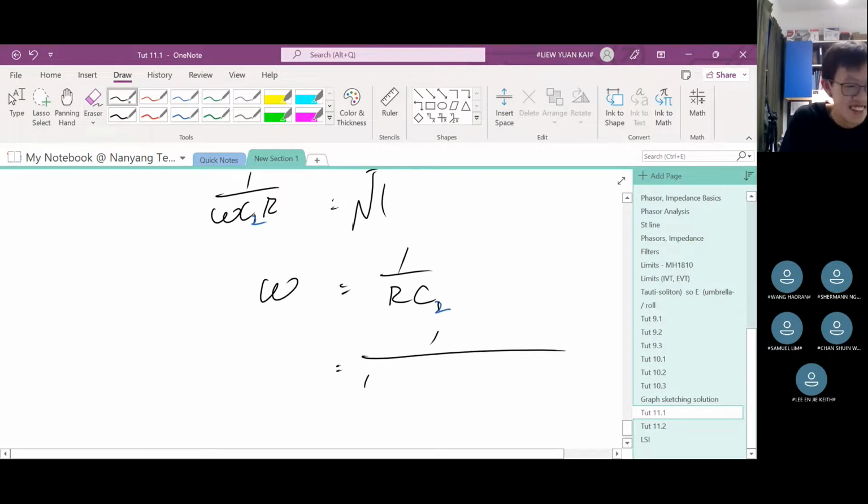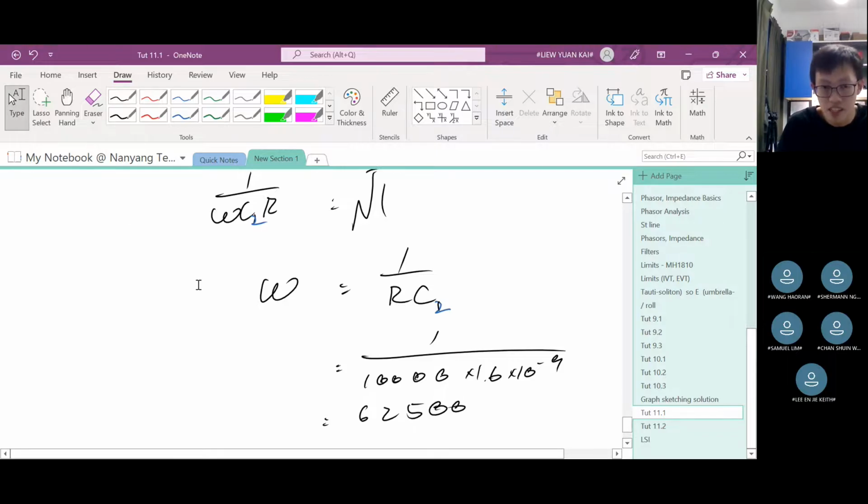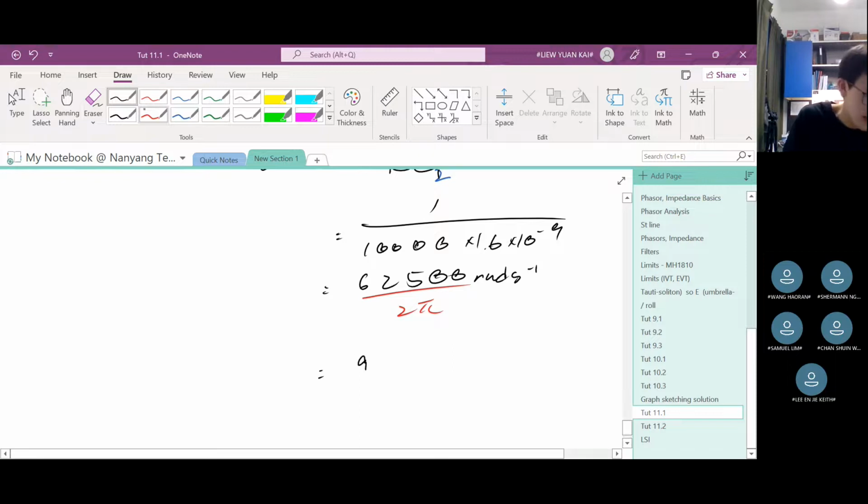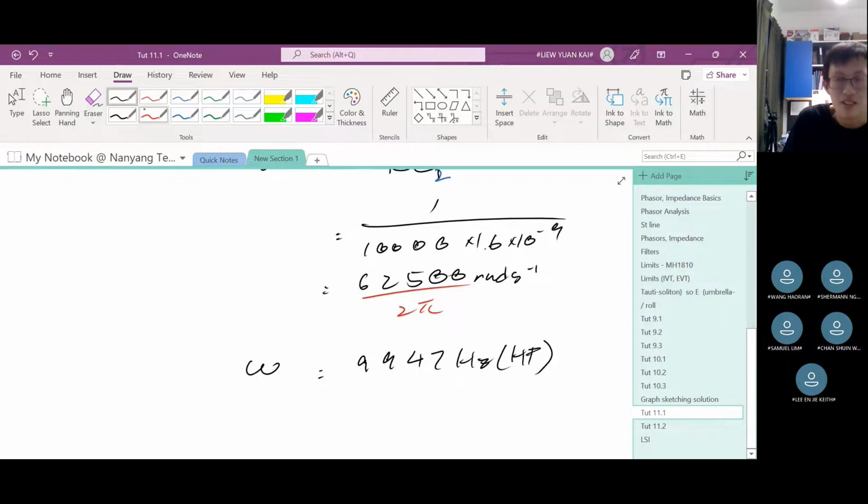So plug in the numbers, you get this times 1.6 times 10 to the power negative 9, equal to 62500. Again, by default, this is in radians per second. I want to change it to hertz, so divide by 2 pi. I will get 9947 hertz. This is the cutoff frequency of the high pass filter.